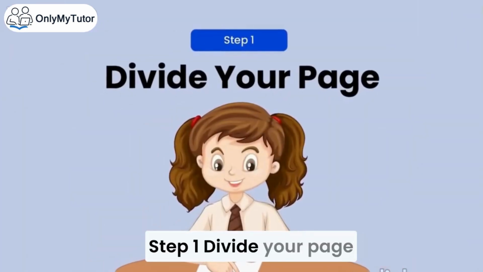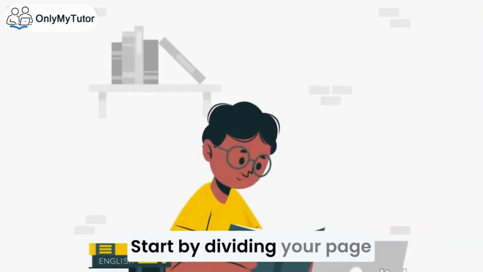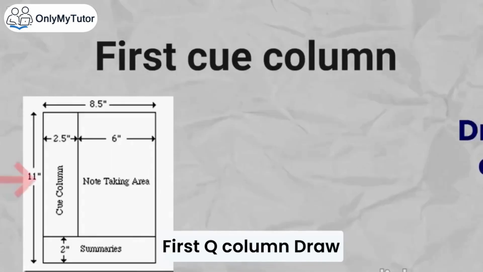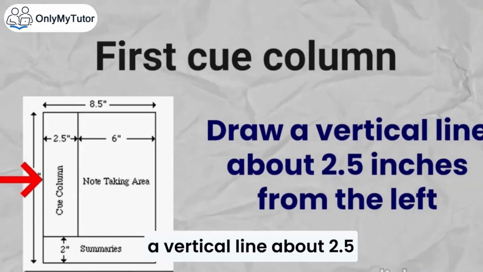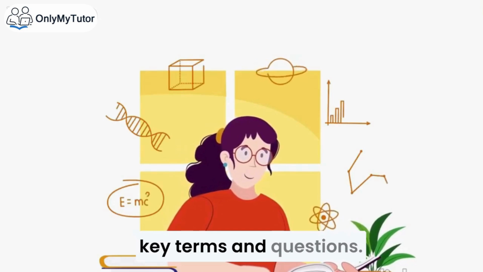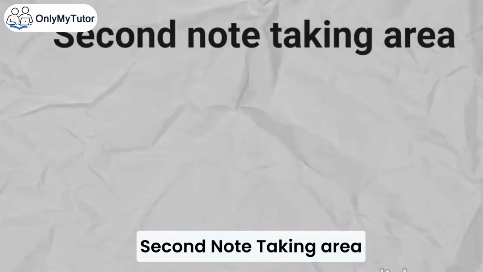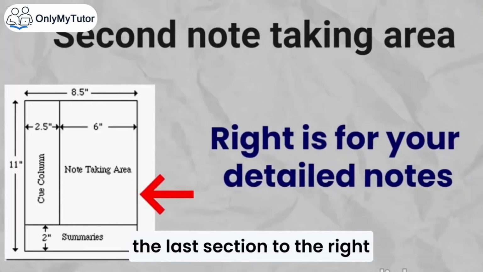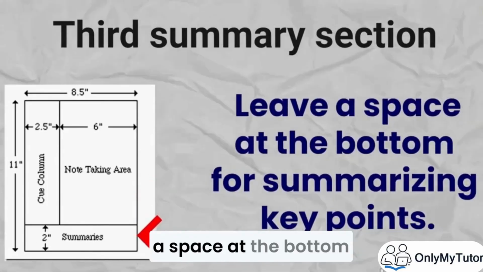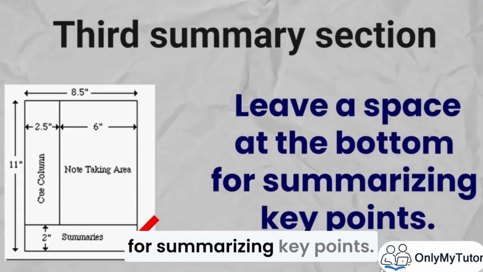Step 1. Divide your page. Start by dividing your page into 3 sections. First, Q column. Draw a vertical line about 2.5 inches from the left. This is where you'll jot down key terms and questions. Second, note-taking area. The large section to the right is for your detailed notes. Third, summary section. Leave a space at the bottom for summarizing key points.